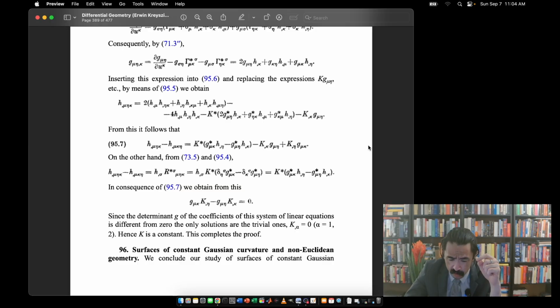In consequence of expression 95.7 above, we obtain from this that g_{μκ}K_{,η} − g_{μη}K_{,κ} = 0.